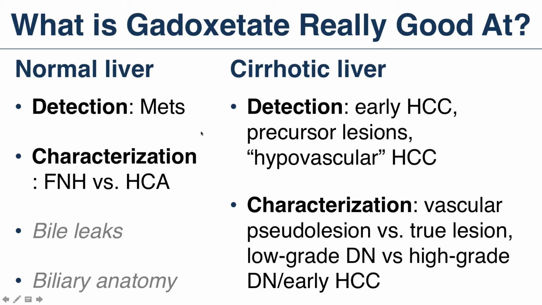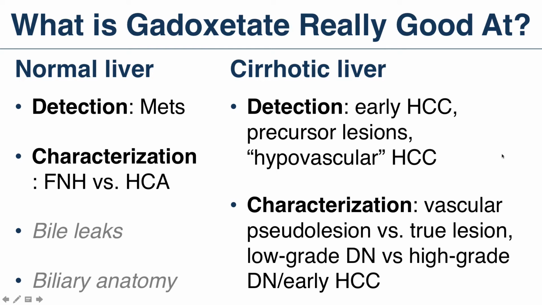Meaning, if you have a normal liver and someone does an ultrasound, and the ultrasound suggests hemangioma, but the recommendation is to do an MRI to confirm hemangioma, should you give gadoxetate? Well, let's see, is gadoxetate good at hemangiomas? I don't see it here, so don't do gadoxetate MRI.